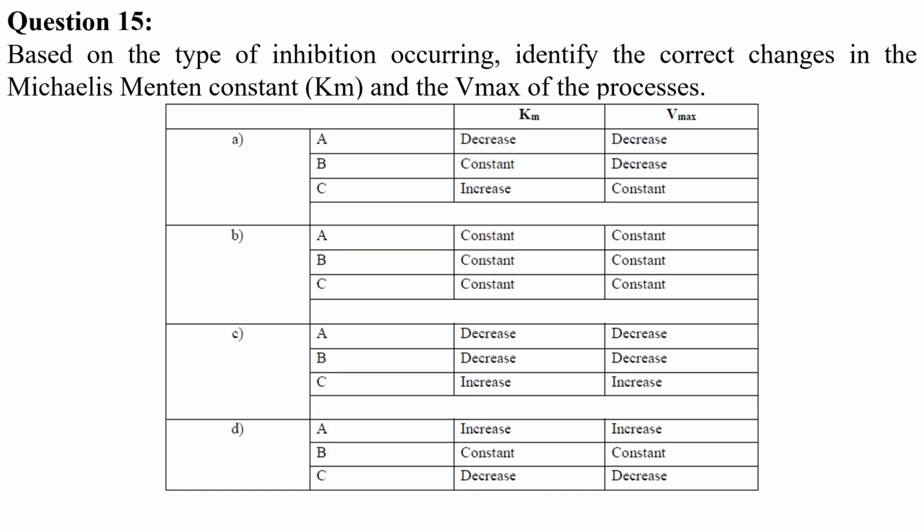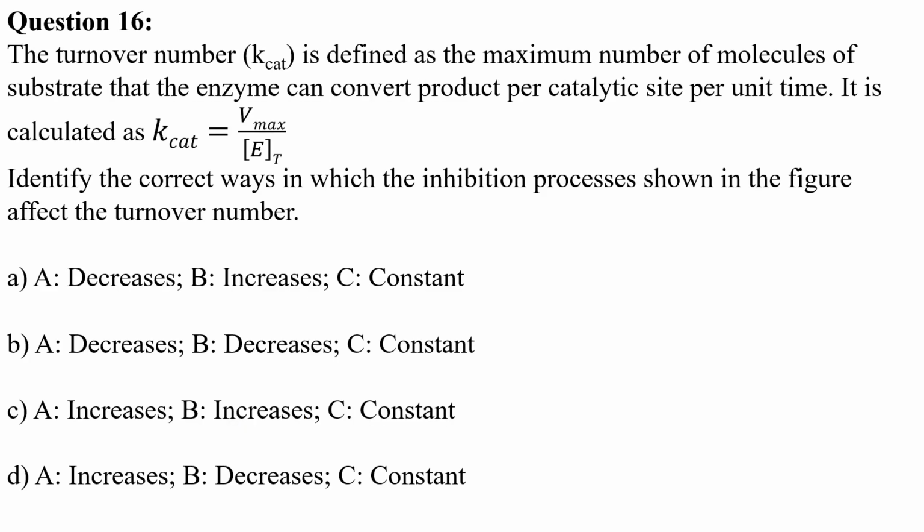So that was question 14, and based on that, question 15 asked what are the changes in Km and Vmax, and then what is the effect on the catalytic turnover number, Kcat, the catalytic efficiency basically. Kcat is defined as Vmax upon Et, where Et is the total enzyme concentration. So Kcat is directly proportional to Vmax. If Vmax is decreasing, Kcat will decrease. If Vmax is increasing, Kcat will increase. If Vmax is constant, Kcat will be constant.